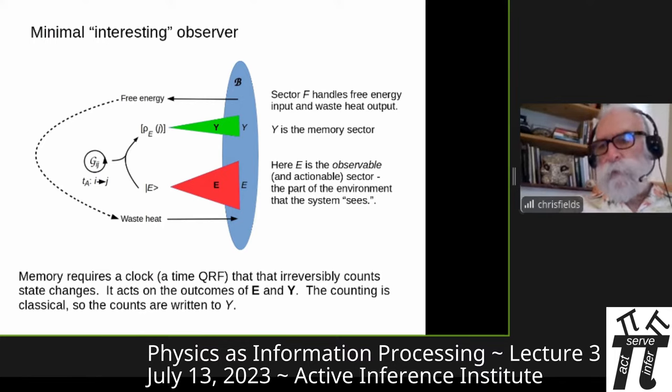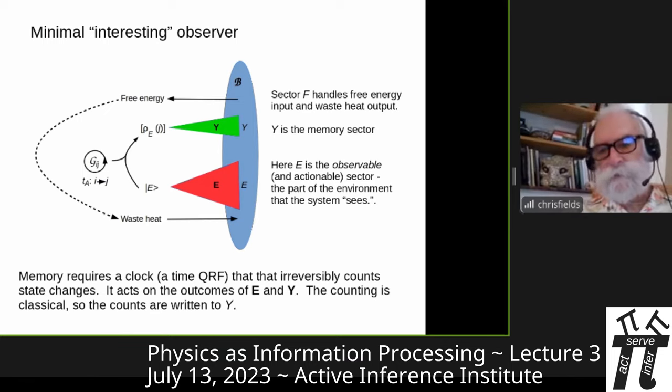And then in order to do this computation, and specifically in order to write information to the boundary, in order to actually flip bits on the boundary, it needs free energy. So the rest of its boundary gets devoted to extracting free energy from the environment and exhausting free energy, waste heat in other words, into the environment. And so it has this nice little thermodynamic cycle that drives everything else.